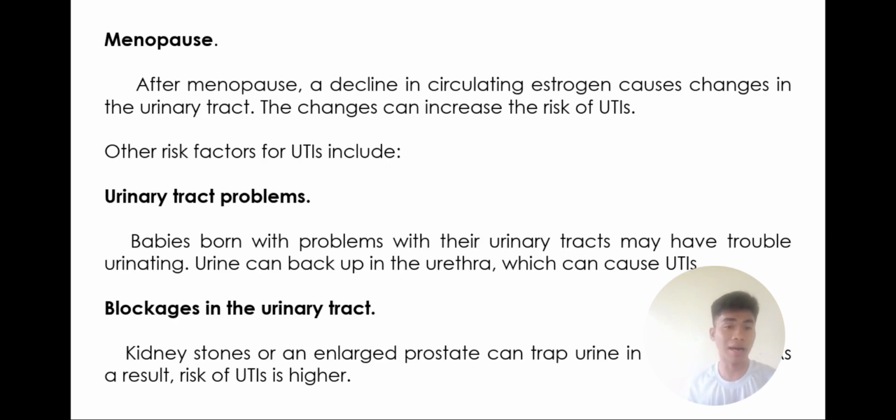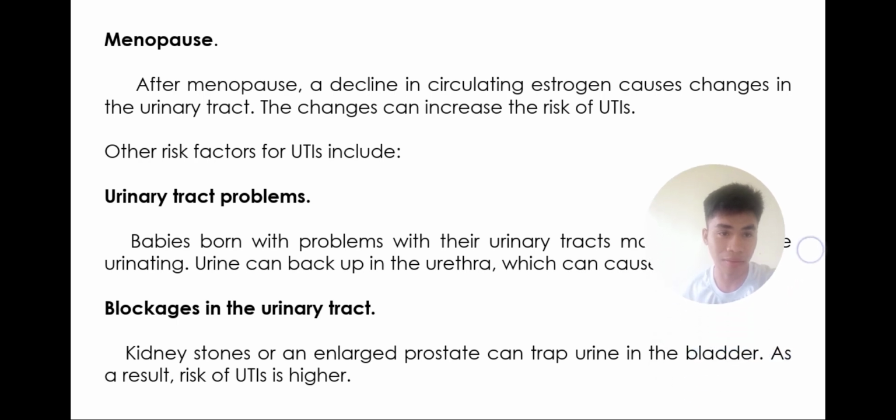So here we have the menopause. So after menopause, a decline in circulating estrogen causes changes in the urinary tract. So the changes can increase the risk of UTIs as well. Then other risk factors for UTIs include, first, we have the urinary tract problems. So babies born with problems with the urinary tracts may have trouble urinating. So urine can back up in the urethra, which can cause UTIs as well.